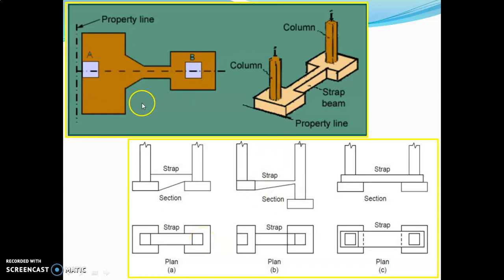You can see here, this is a strap. This is a strap beam. These two are the columns connected by a beam-like structure that is called a strap beam. There is a property line very close to the column load. This footing can be recommended.